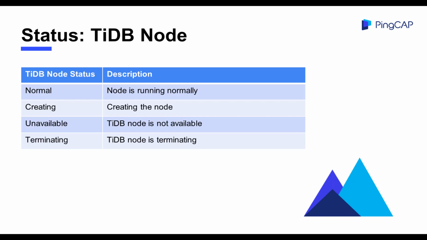There are 4 statuses for a TiDB node. Normal, when the node is running normally. Creating, while creating the node. Unavailable, when the TiDB node is unavailable. And terminating, when the TiDB node is terminating.